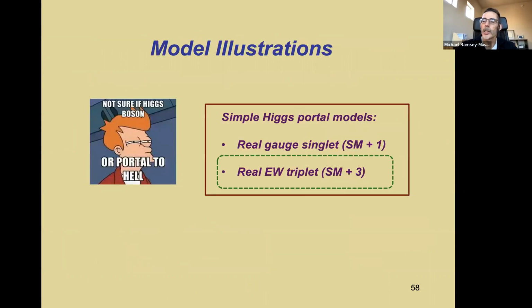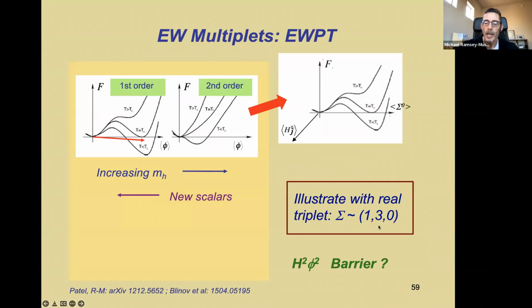Let me illustrate that with a really simple extension of the standard model that involves adding a real electroweak scalar triplet to the standard model. So the triplet has no QCD quantum numbers. It's a triplet under SU(2). It has no hypercharge.